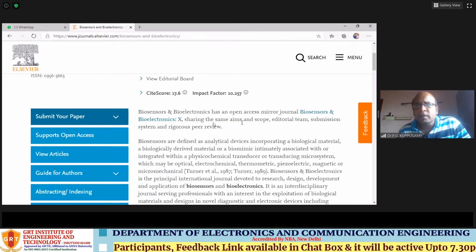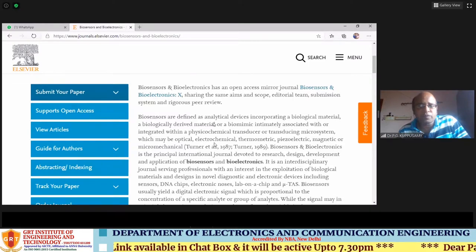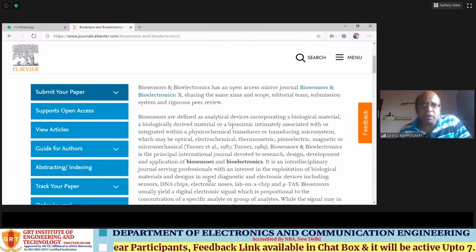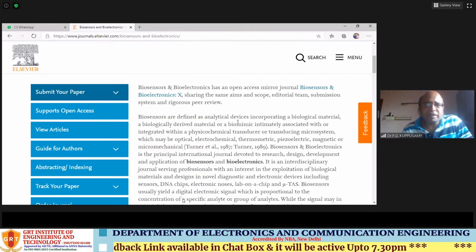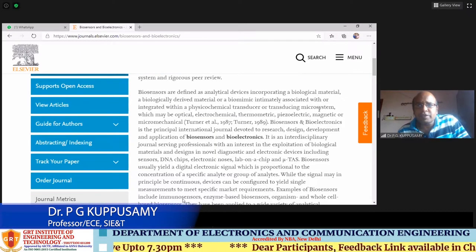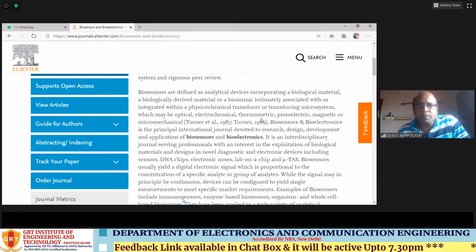And here in this journal, the definition for biosensor is given. So what is a biosensor? Biosensors are defined as analytical devices incorporating a biological material, biologically derived material or biomimic, associated with or integrated with a physicochemical transducer or transducing microsystem. So basically a biosensor is a device which is incorporating different domains. Not only a single domain, it consists of many domains, so it is called a microsystem. It's a nanosystem, which consists of optical system, electrochemical system, thermometric system, piezoelectric system, magnetic system, and micromechanical system.